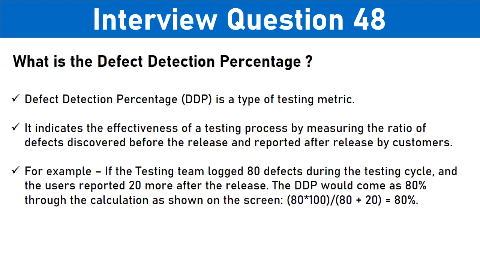Next good question is, what is the defect detection percentage? Defect detection percentage, or DDP, is a type of testing metric. It indicates the effectiveness of a testing process by measuring the ratio of defects discovered before the release and reported after release by customers. For example, if the testing team logged 80 defects during the testing cycle, and the users reported 20 more after the release, the DDP would come to 80% through the calculation as shown on the screen.